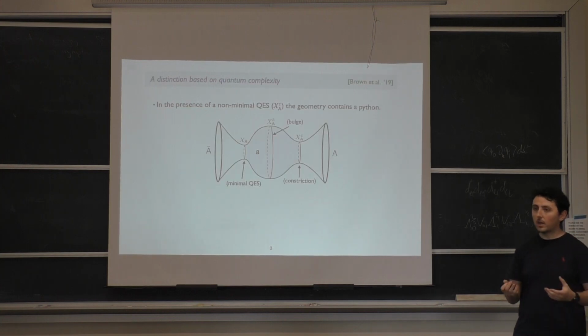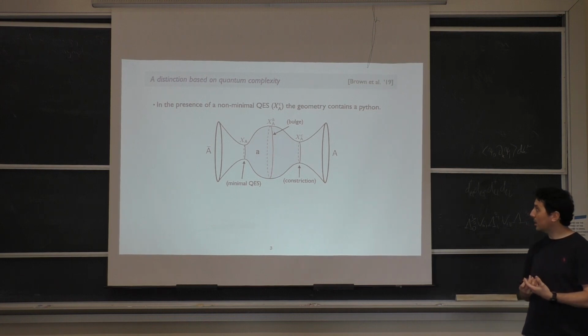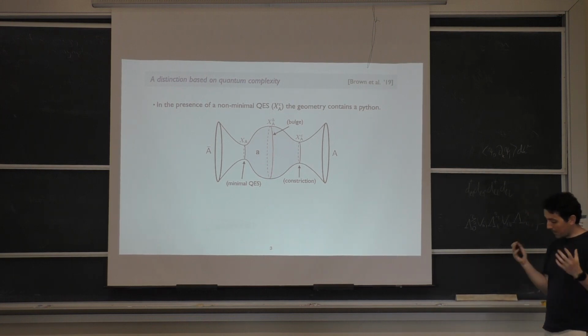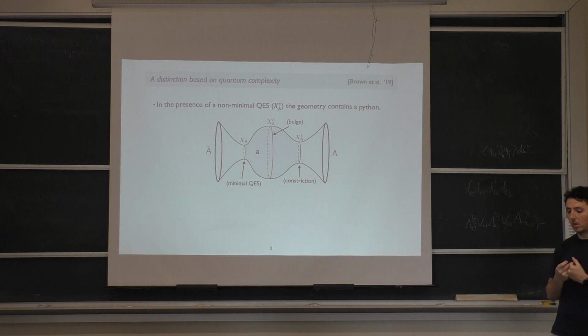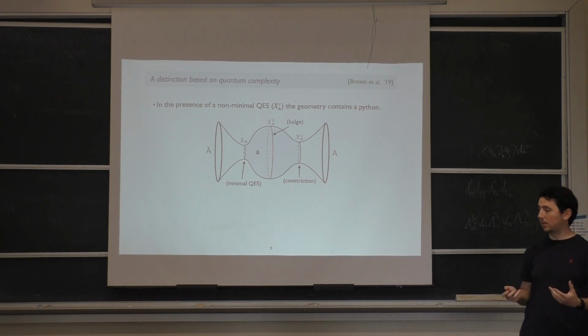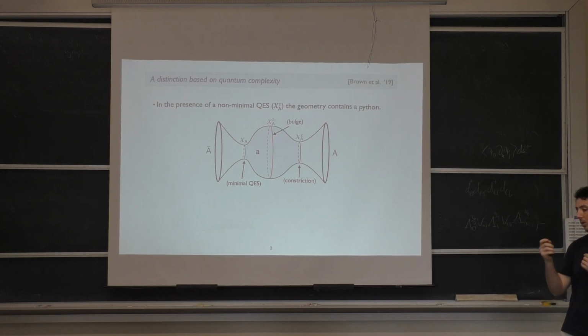So this is where the idea of the Python branch comes in. The basic idea is that there is a distinction in the reconstruction based on quantum computational complexity. So the idea is that reconstructing the region beyond the outermost QES is computationally more complex. Okay? I will try to quantify this statement.